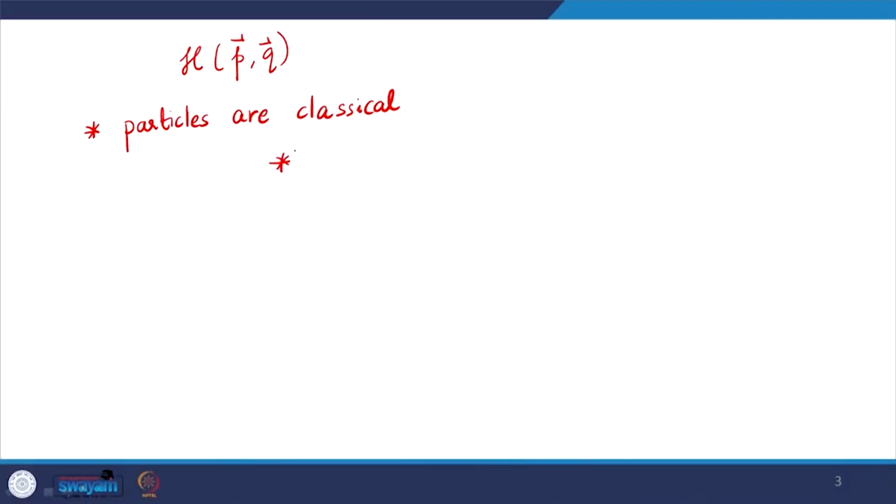What this also means is, if the particles are classical, then they have to follow Newton's laws of motion. And what do I mean by Newton's laws of motion? It is simply F equal to ma. So, first of all, I can say energy is continuous, and I will revisit this point in a minute.